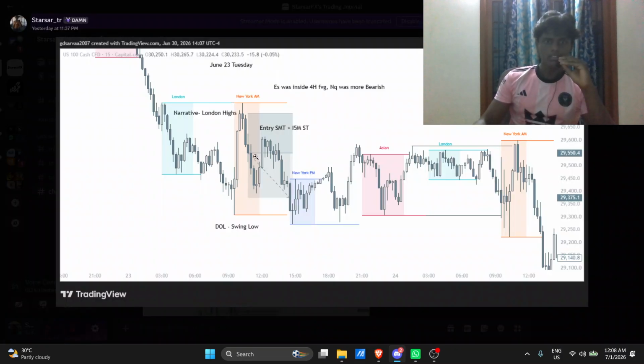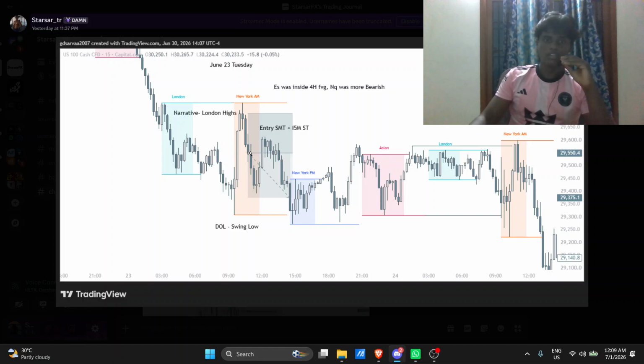And the next one is on 23 June, Tuesday, which I also spotted. The London highs were taken, that's the swing point narrative, and the drawn liquidity is a swing low. We had this 15-minute sharp turn, and the sharp turn is fair value gap in and fair value gap out, and the 15-minute is invalidated. The rejection low is getting closed below. Okay, so this is also a nice thing to see.